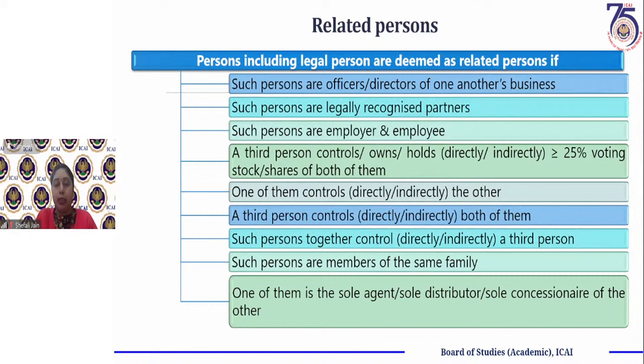Last is, one of them is the sole agent or sole distributor or sole concessionaire of the other. So, if a sole selling agent is there of a company or a business, then that person will also be related to the business. So, this is the definition of the related person. So, any supply of goods or services between these persons shall be deemed to be a supply, even if made without consideration, in the course or furtherance of business.